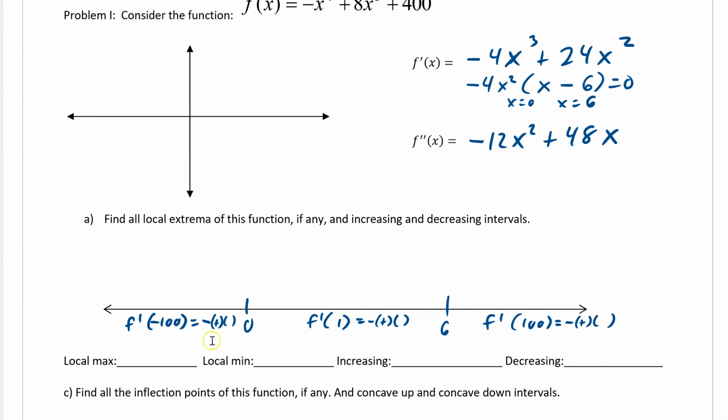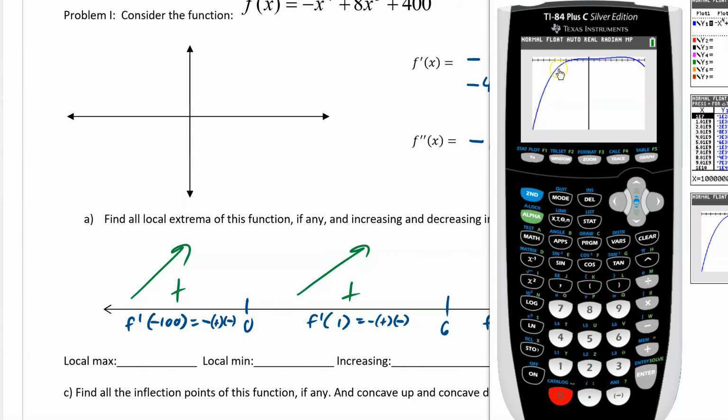Positive or negative. So if I plug in a negative 100 into this parenthesis, it would come out to be negative, meaning we have a positive, it's increasing. Let's move on to the next one. If I were to plug in 1, that would come out negative, which means we have a positive, which means it's increasing. All right, last one. If I plug in 100, that comes out to be positive, meaning we have a negative and it's decreasing. And if we check our calculator, you can see that that's what's happening. It's increasing and then decreasing.